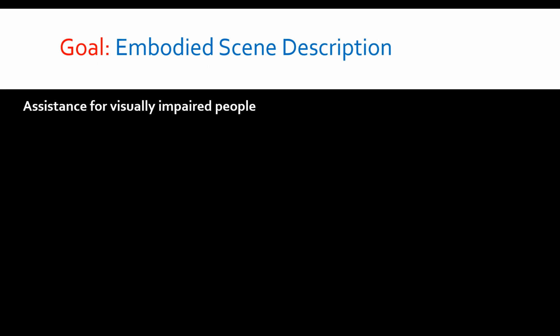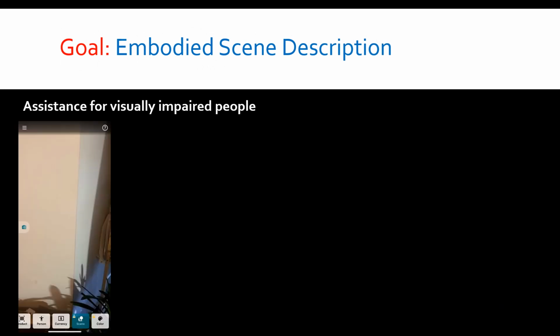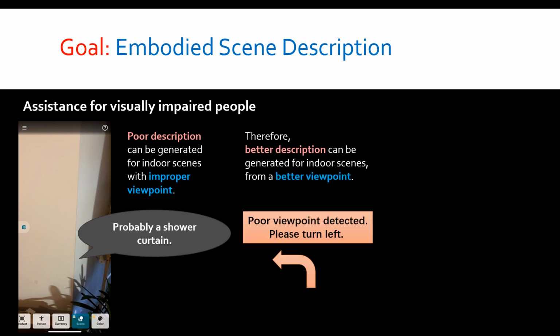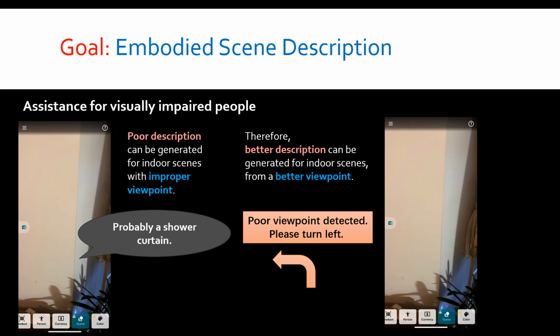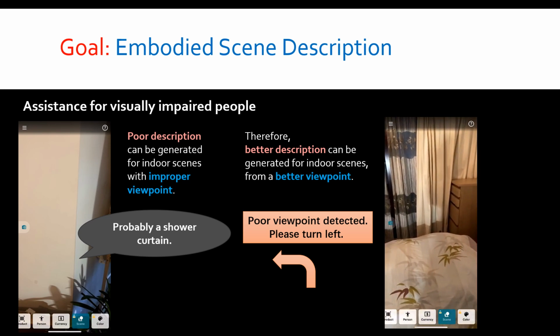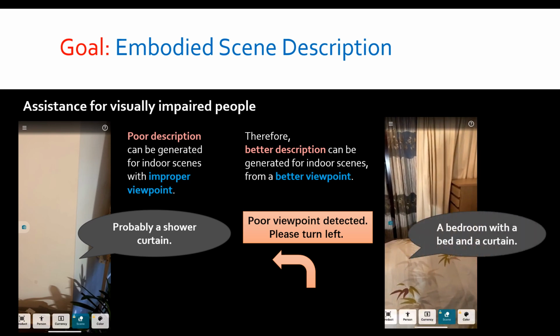It's an intuition demo of our proposed framework. At the beginning, the camera is facing the corner of the room, and the description generated is poor. We hope a model could tell the user to turn left, which gives a much better viewpoint. And then the captioning model can be used to generate a more accurate description of the room.